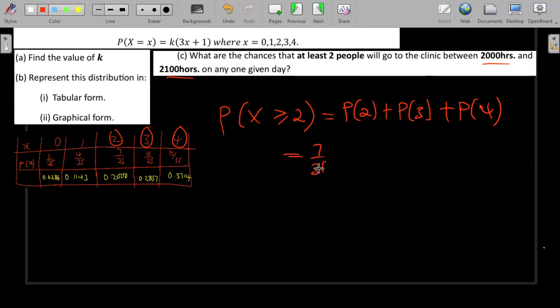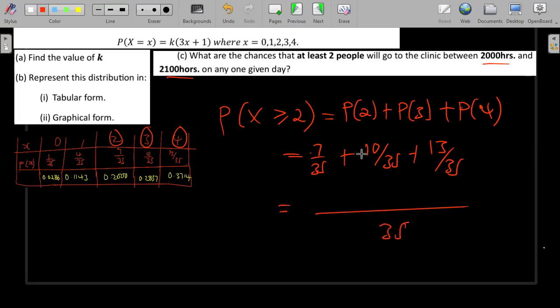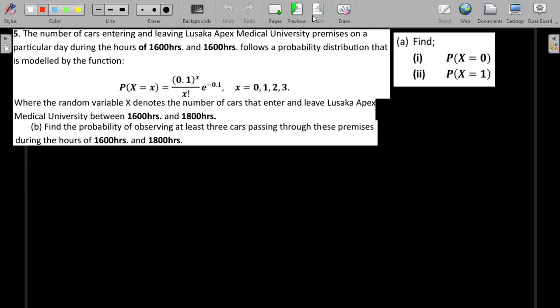What is the probability of 2? 7 over 35, plus 3, 10 over 35, plus 4, 13 over 35. So let's add these: 7 plus 10 plus 13 gives 30 over 35. Then you punch this on your calculator. It's going to give you 0.8571. So this here is the probability, or the chances, that at least 2 people go to the clinic between 20 hours and 21 hours. All right.